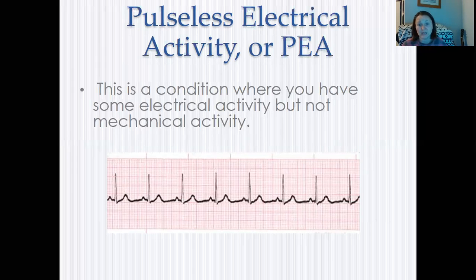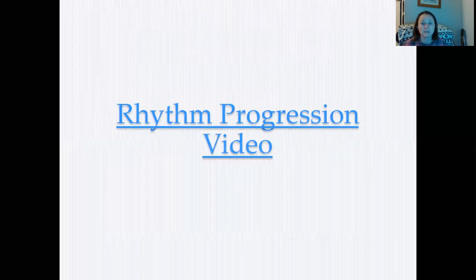When I've seen PEA, it's been on the back side of a code. After we've been coding somebody for a long time, we've gone through all the rhythms, and they've already been asystole, and then all of a sudden we start seeing this PEA, and typically it's bad. PEA and asystole a lot of times they're less likely to recover from than a VTAC or a VFib.